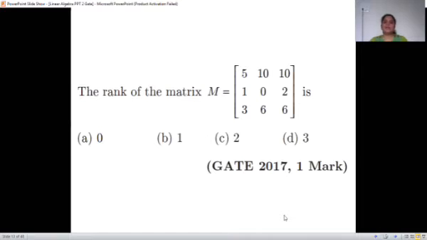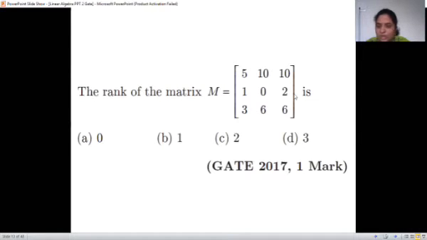Okay, it's very easy. Actually, we need not reduce it into row echelon form. What we will see here is 5, 10, 10, 3, 6, 6. So from this row, if I take 5 out, it will be 1, 2, 2. And from this row, if I take 3 out, it will be again 1, 2, 2. Right? After subtracting this row from this, we'll get one row totally 0. And here it is 1, 0, 2, not 1, 2, 2.